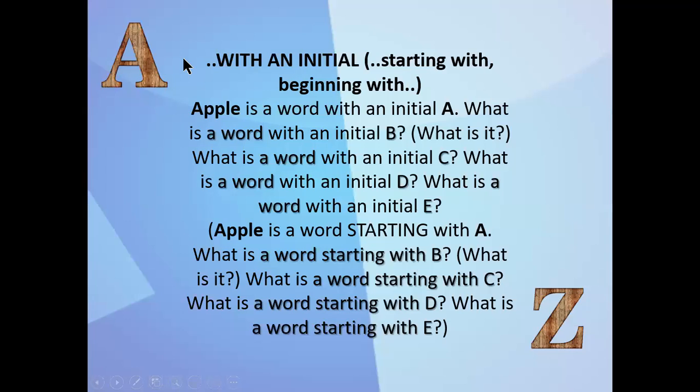With an initial means starting with, beginning with. It's a nice expression. Apple is a word with an initial A. What is a word with an initial B? It is book, for example. What is a word with an initial C? Coffee is a word with an initial C. What is a word with an initial D? Duck is a word with an initial D.